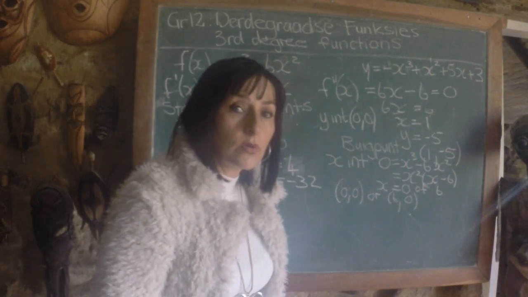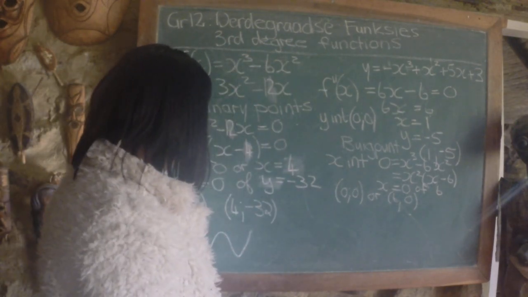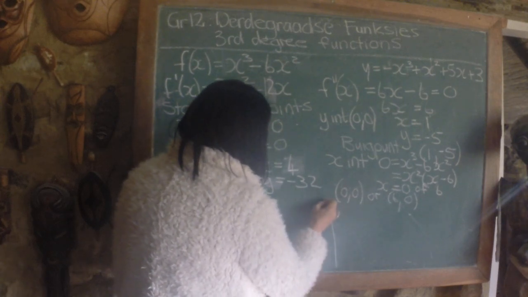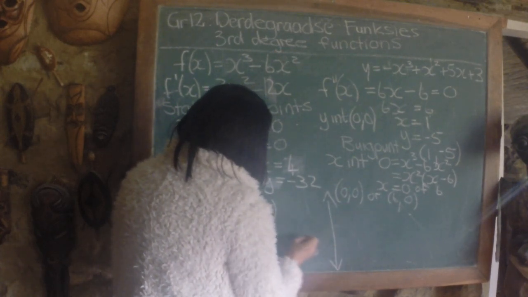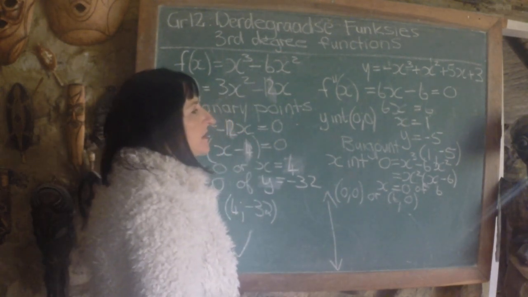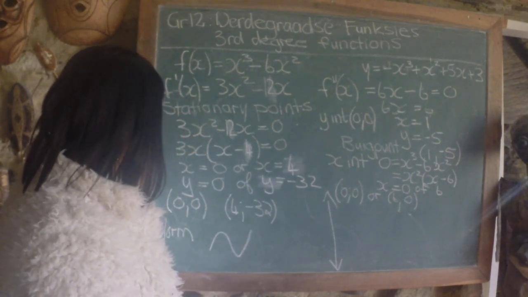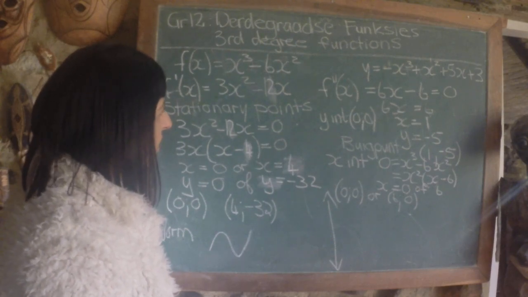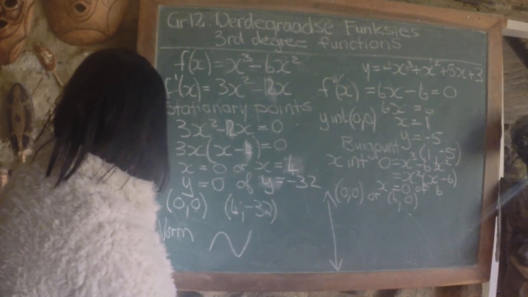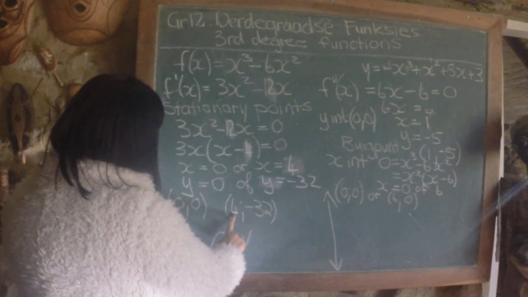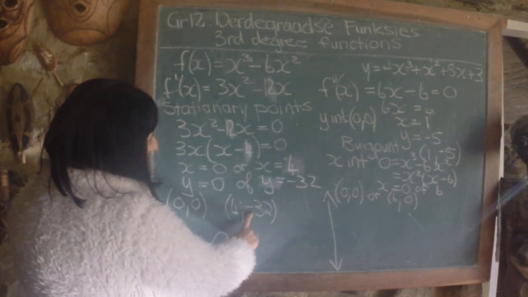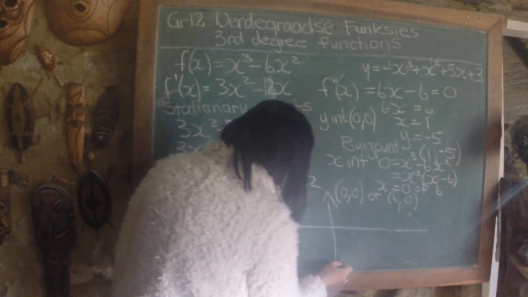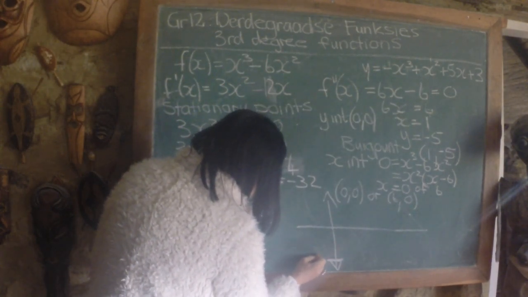When you draw your third degree functions, it's not necessary to calibrate it. You can draw the sketch roughly, but all the intercepts on your axes as well as your stationary points and your inflection points must be on the graph. So let's quickly have a look. We need up the y-axis up to minus 32. So let's mark there a minus 32.